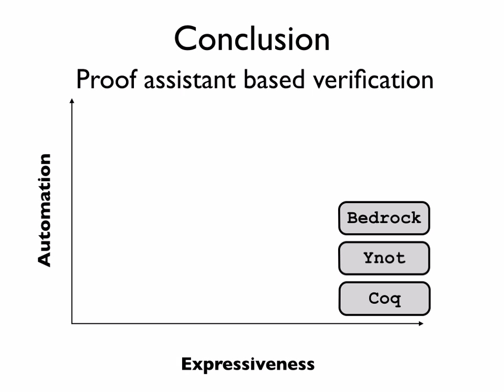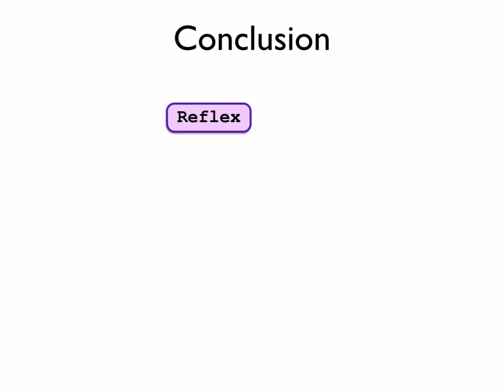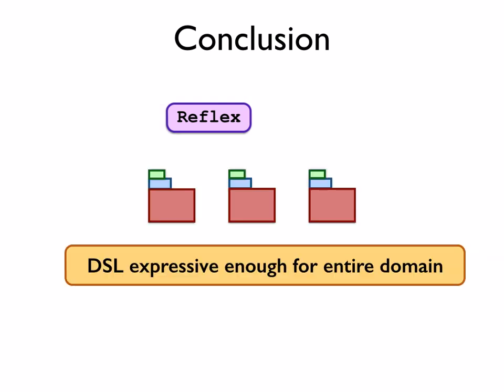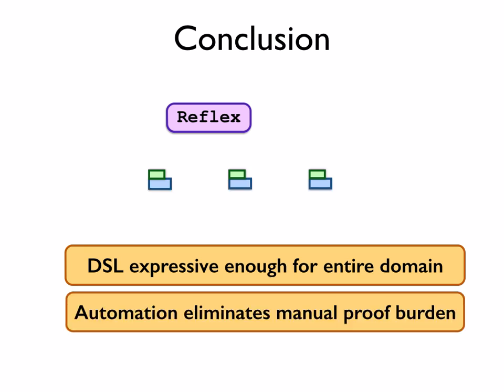And we took a different approach. We began with a very inexpressive language with a high level of automation, and we tried to push the expressiveness as far as we could while maintaining this high level of automation. And we were able to push the expressiveness far enough to implement an entire domain, in particular reactive systems, and yet we kept the automation high enough to completely eliminate the manual proof burden for many important properties in this domain.